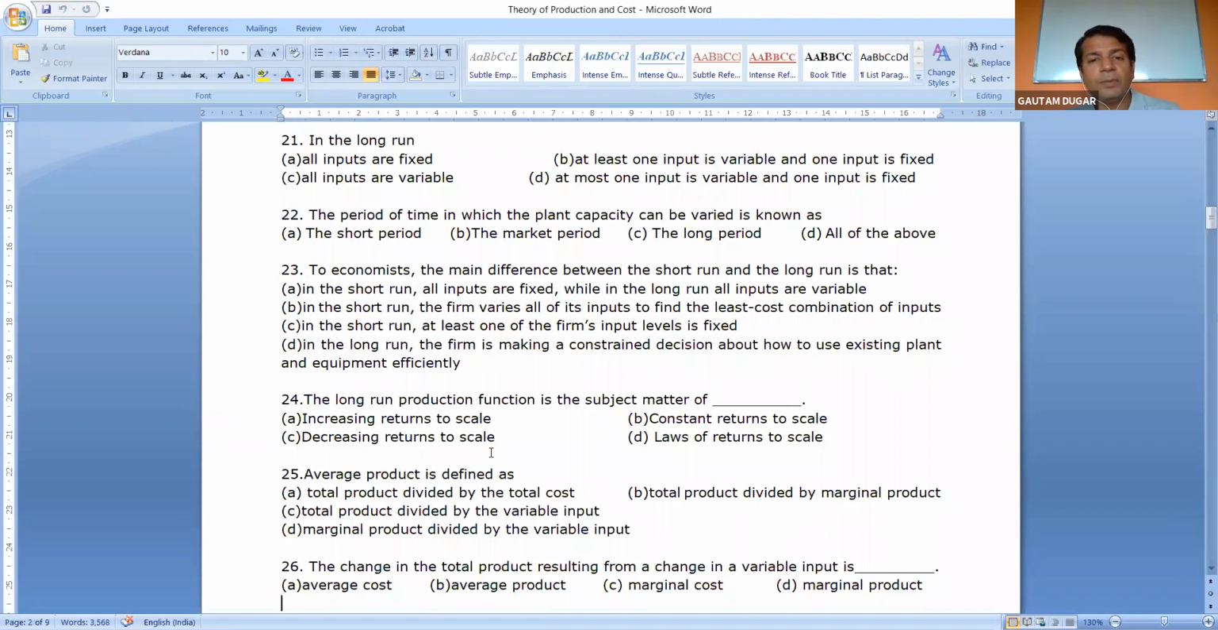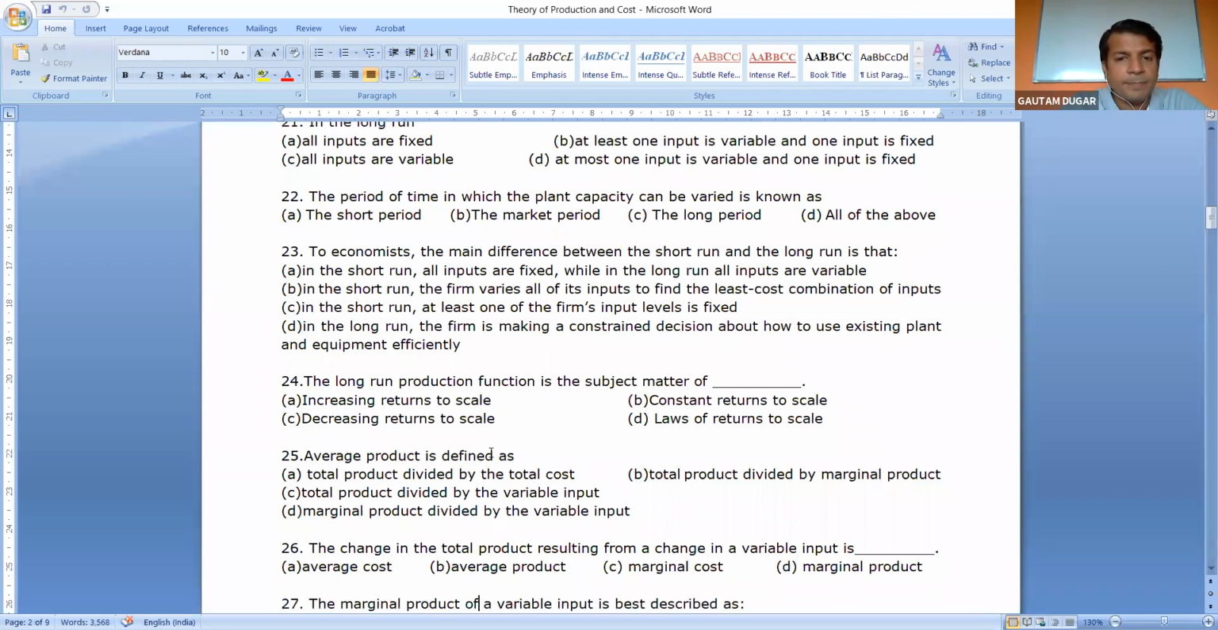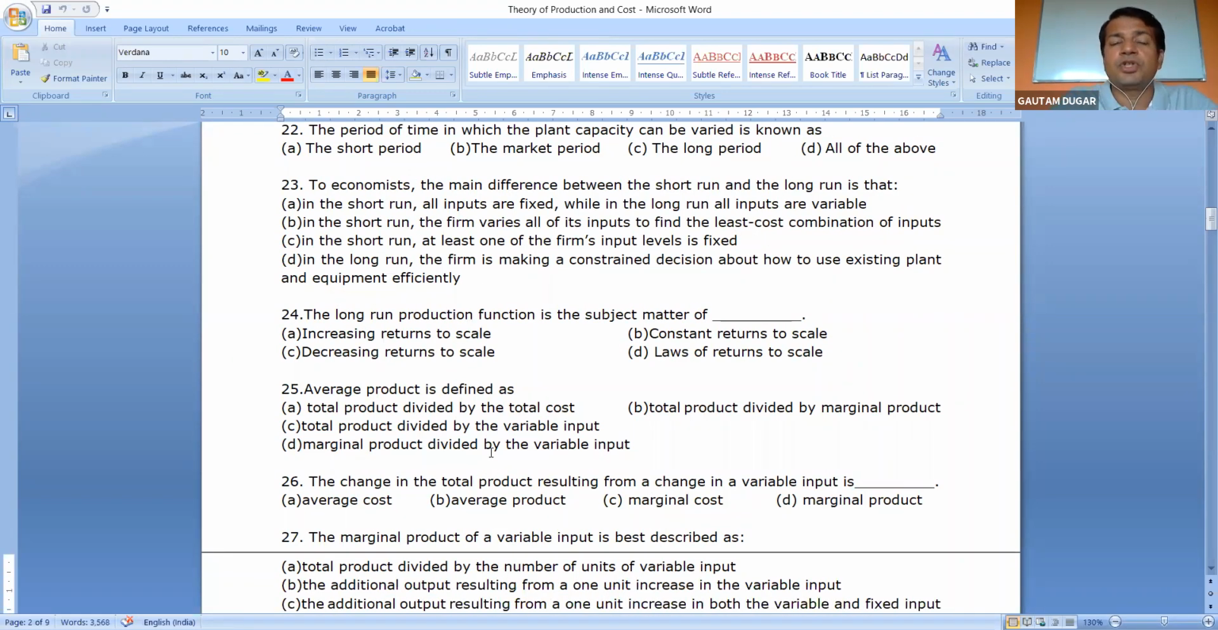24. The long run production function is a subject matter of. Short run production function, as I said, is the subject matter of law of variable proportion. And the long run production function is a subject matter of laws of returns to scale. Now, in the short run production function, I hope everyone remembers that there are three things. One is average product, other one is marginal product, and the third one is TP, total product.